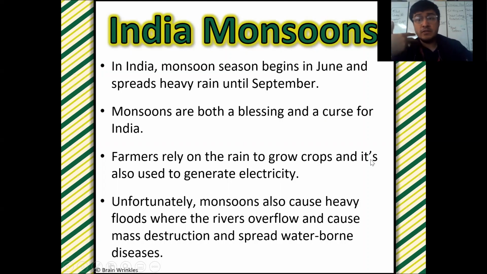Okay, so lots of rainfall means lots of water for the crops to grow, and lots of rainfall also means that people are able to use water for damming it up, and they're able to constantly filter that water and have it flow and generate electricity. So those are positives. Now, here in this last bullet point, it's going to be talking about the negatives. So unfortunately, monsoons also cause heavy floods where the rivers overflow and cause mass destruction and spread of waterborne diseases. Okay, so there tends to be a lot of negatives that come from monsoon winds and rainfall, mainly being the risk of heavy flooding.